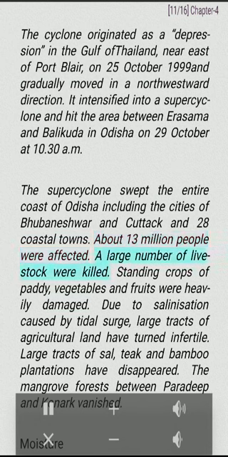A large number of livestock were killed. Standing crops of paddy, vegetables and fruits were heavily damaged. Due to salinization caused by tidal surge, large tracts of agricultural land have turned infertile. Large tracts of sal, teak and bamboo plantations have disappeared. The mangrove forests between Paradeep and Konark vanished.